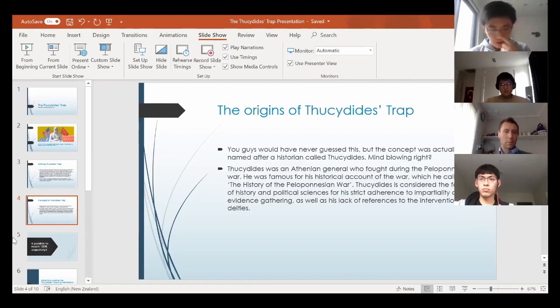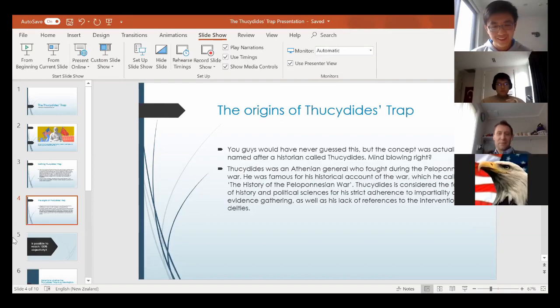And also he had strict adherence to impartiality and evidence gathering, and also the lack of references to intervention by divine deities, I should say. So references to God or supernatural forces or stuff like that. You guys know how whenever you read some ancient sources, they'd often refer to some supernatural forces or something like that, especially when you read the Bible, right? So he was secular. Yeah, I would say so. Yes.